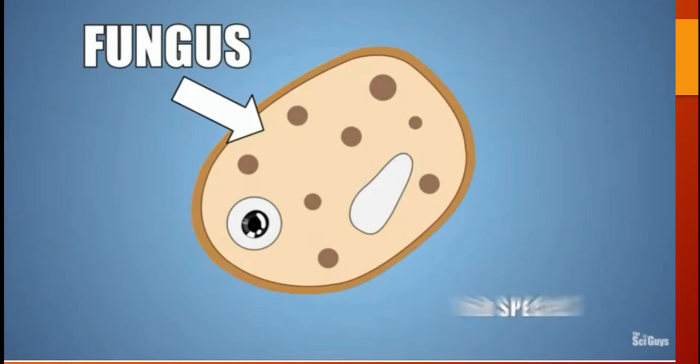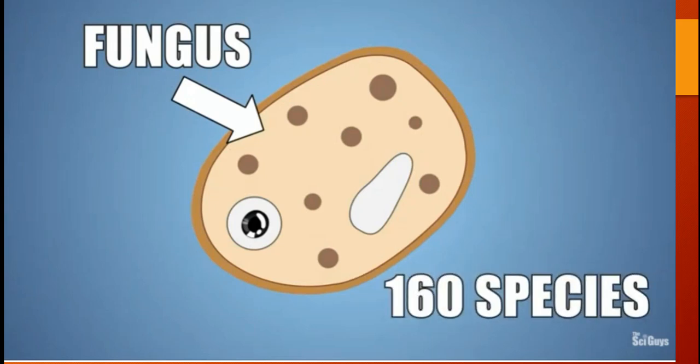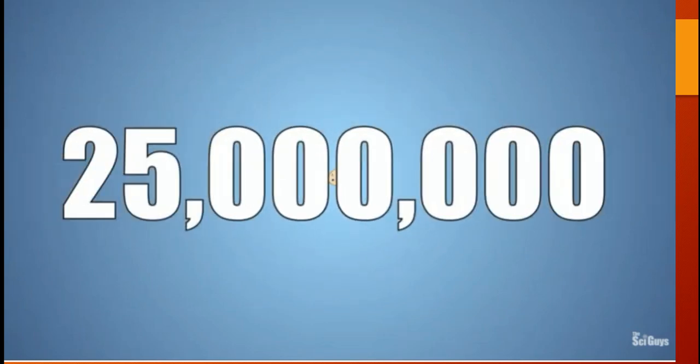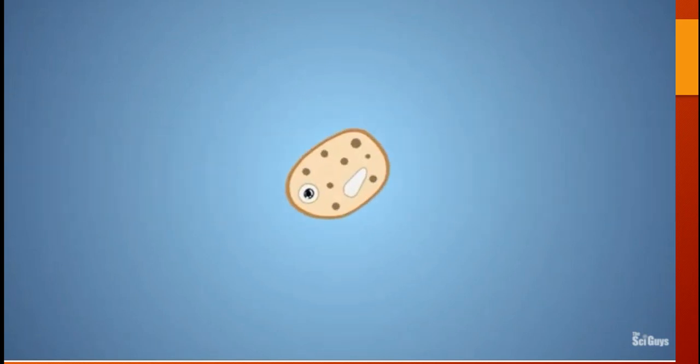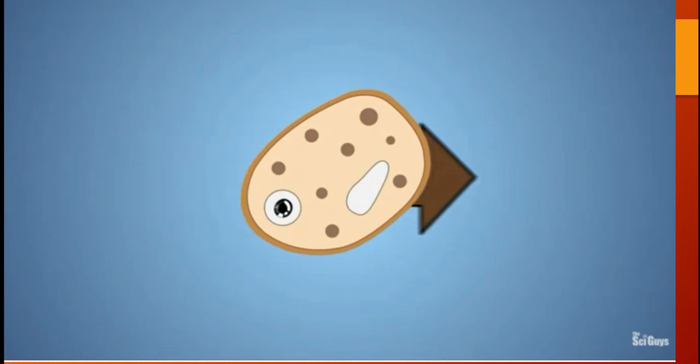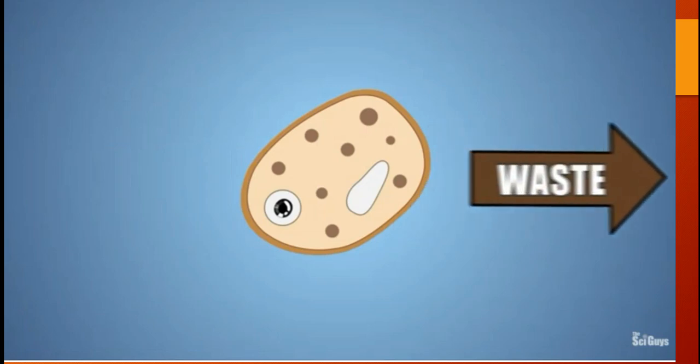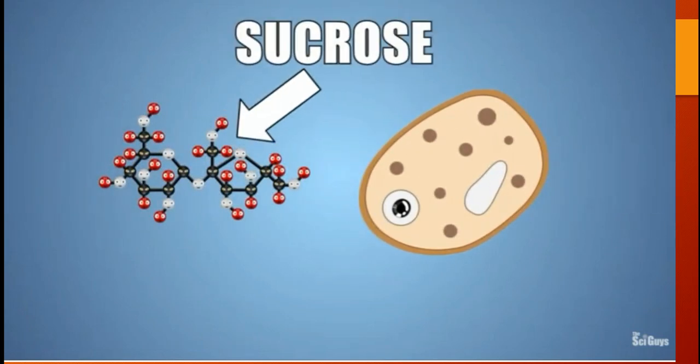Yeast is a fungus, and there are about 160 known species of yeast. Yeast is very small. One gram holds around 25 million cells and has been used for thousands of years to help bread rise. But how does a fungus help bread rise? It has to do with what yeast eats, how they metabolize that food, and what waste products are released. Yeast feeds on sugars and starches.